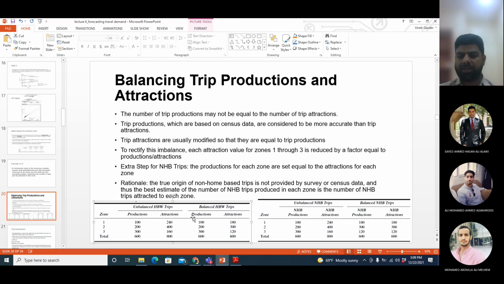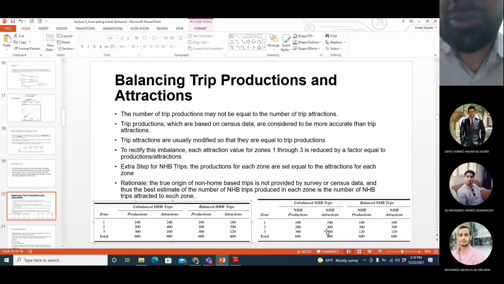This is the procedure for home based work and home based other trips, and you will stop here. But if you have non-home based trips, then you have to do an extra step. What is the extra step for non-home based trips?